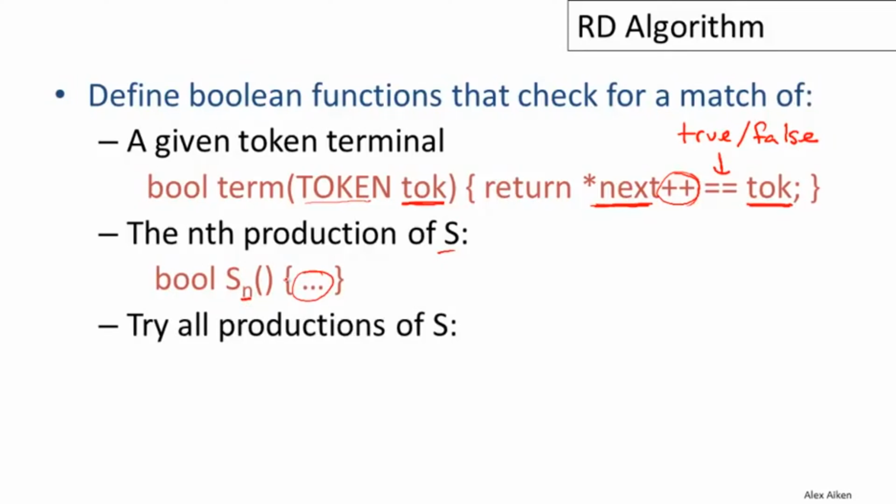And then we're going to need another function that tries all the productions of S. So this one is going to be called just S with no subscript. And this one will succeed if any production of S can match the input. All right, so we're going to have two classes of functions for each non-terminal. One class where there's one function per production, and it checks just whether that production can match the input, and then one that combines all the productions for that particular non-terminal together and checks whether any of them can match the input.